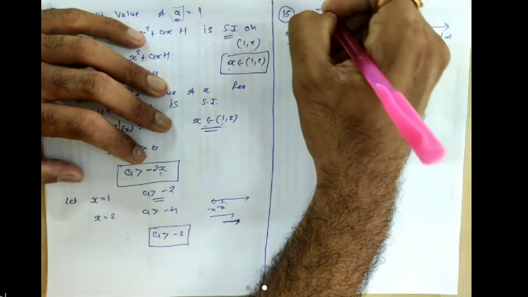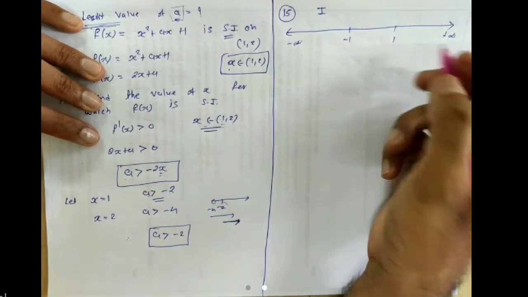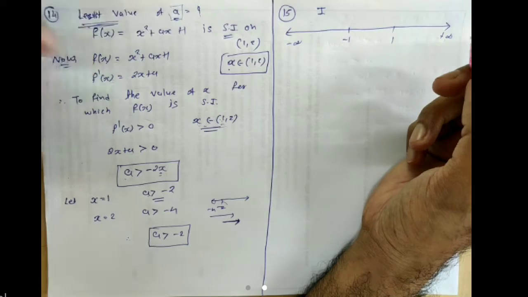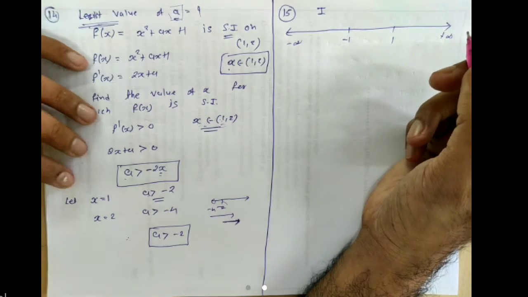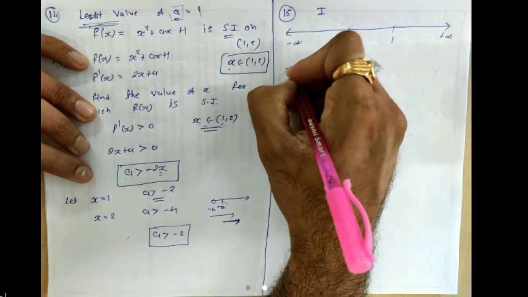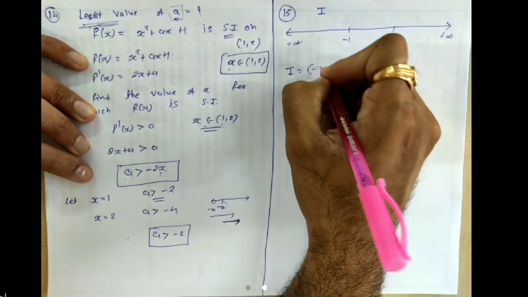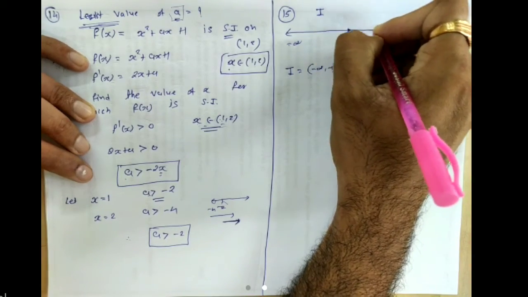So what is I? I is the interval which is disjoint. Disjoint means the intersection of that interval with minus 1 to 1 is the null set. Right? If the intersection of two sets is the null set, then we can say that the given two sets are disjoint sets. So here you have to consider two sets. Set I, which is minus infinity to minus 1, and you have to remove this part, minus 1 to 1.